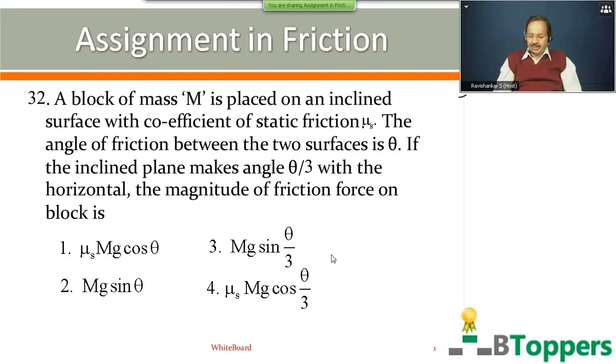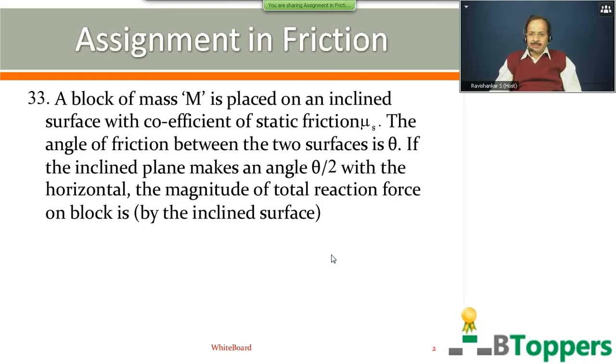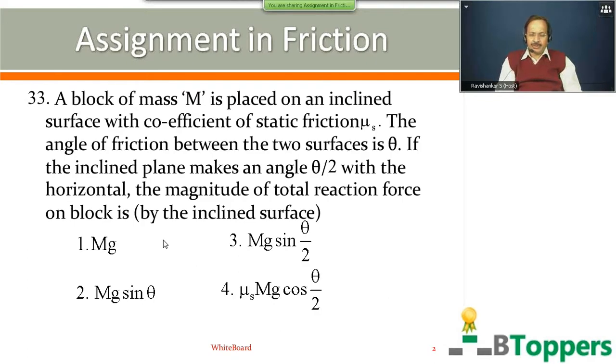So in case you need more time to answer the question, take a pause and take your time. I am going to show you the next question, question number 33 on screen. A block of mass capital M is placed on the inclined surface with coefficient of static friction μs. The angle of friction between the two surfaces is theta. The inclined plane makes an angle theta by 2 with the horizontal. The magnitude of total reaction force on block by the inclined surface is, I've shown you the 4 options on the screen. That means you have to find magnitude of the total reaction force on the block by the inclined surface. Come on, try the question.